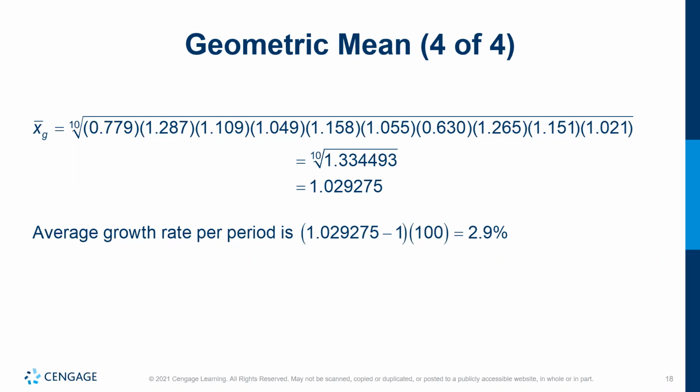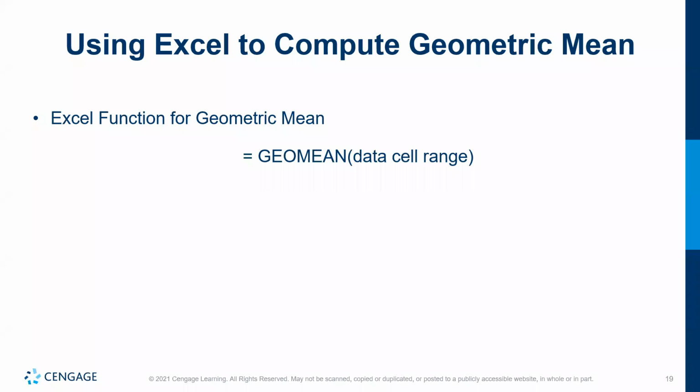Don't worry too much about it, other than maybe being able to calculate it, which is actually pretty easy. You take all the items in the data set, multiply them by each other, and then take the nth root. If there's 10 of them, take the 10th root; if there's 5 of them, you take the 5th root, etc. Again, it seems hard, except you have a calculator to do all that work for you. You can also use Excel: equals geomean, highlight the data.